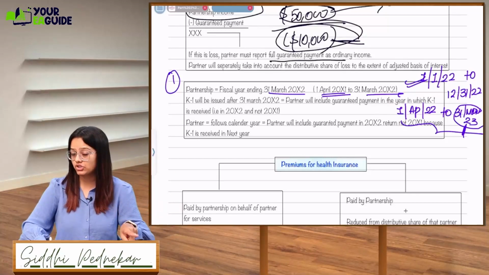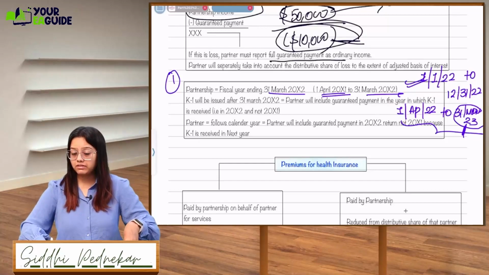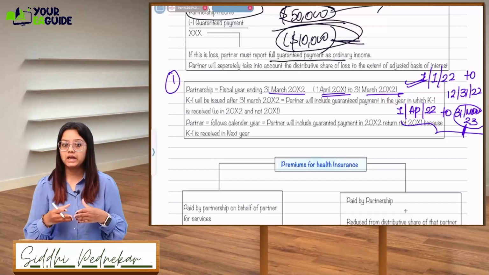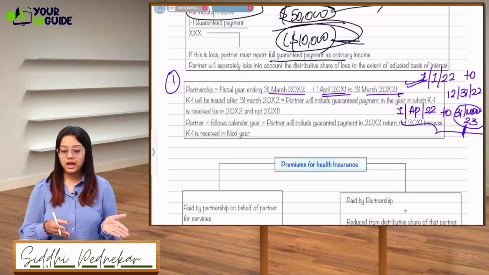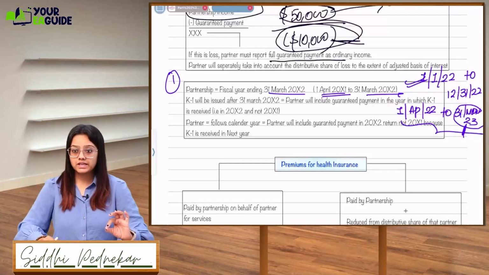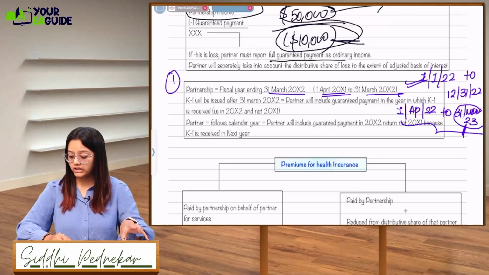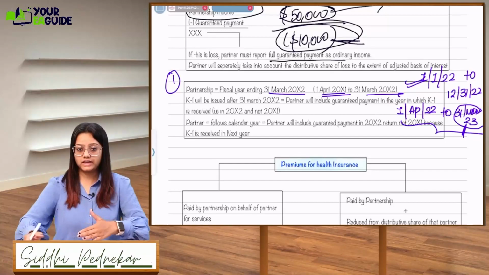There will be one question, guys, please remember this. The guaranteed payment taxability will depend on the year in which you are receiving the K1. This will happen if the tax year is different for the partnership and for the partner. The year in which you are receiving the K1, in that year you will have to include it in the income, not in any other tax year.